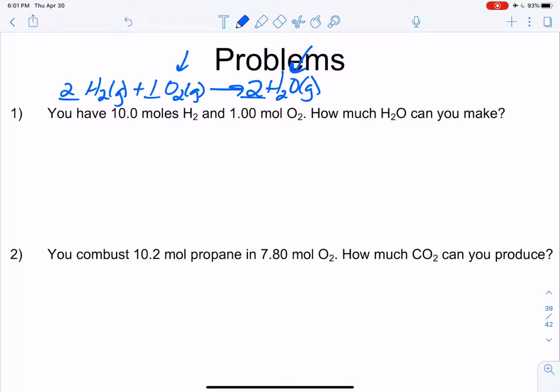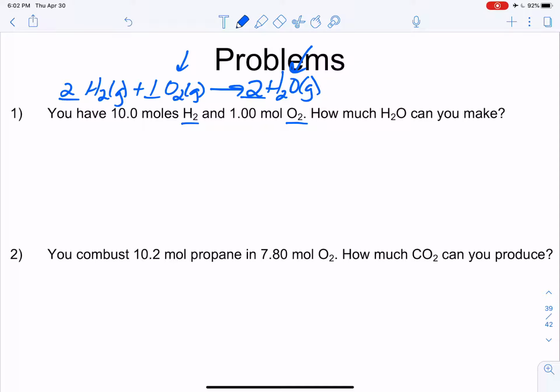Well, we have to figure out how much water we can make with the 10 moles of hydrogen and how much water we can make with the 1 mole of O2, and figure out who is the limiting reactant. Is it hydrogen or is it oxygen? And how much product can we make in grams?